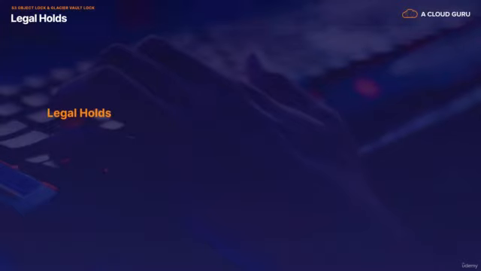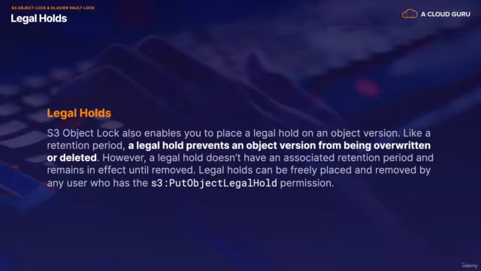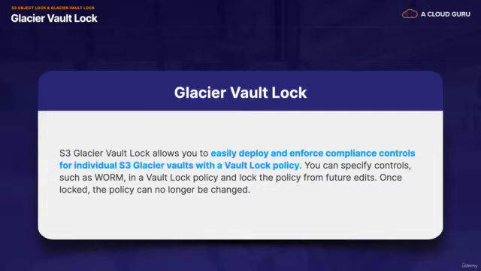You're probably wondering what a legal hold is. S3 Object Lock also enables you to place a legal hold on an object version. And like a retention period, a legal hold prevents an object version from being overwritten or deleted. However, a legal hold doesn't have an associated retention period and remains in effect until removed. Legal holds can be freely placed and removed by any user who has the s3:PutObjectLegalHold permission. So that is S3 Object Lock.